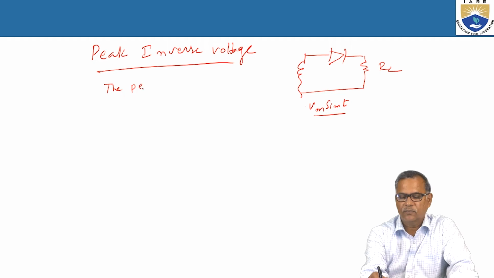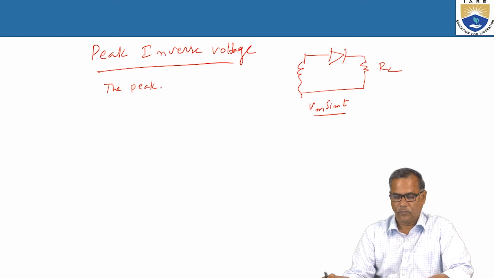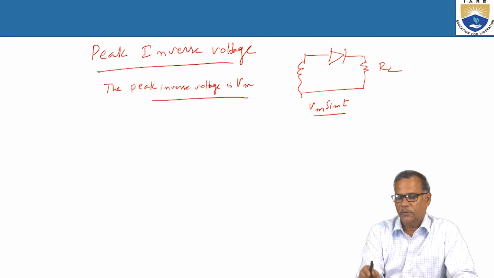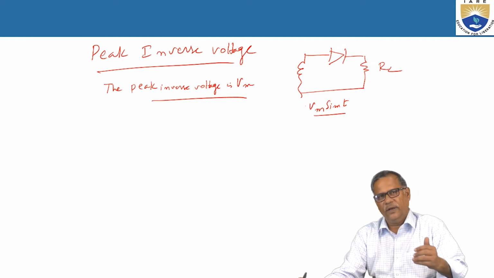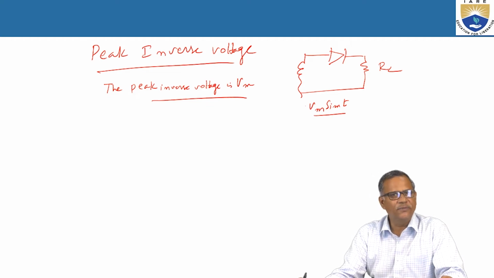The peak inverse voltage is Vm. Suppose the maximum amplitude of the input wave is 10 volts, then the peak inverse voltage is 10 volts. So we have to choose a diode with a PIV rating of 10 volts. That means the diode should withstand a maximum voltage of 10 volts.